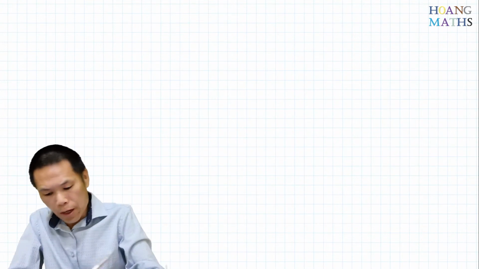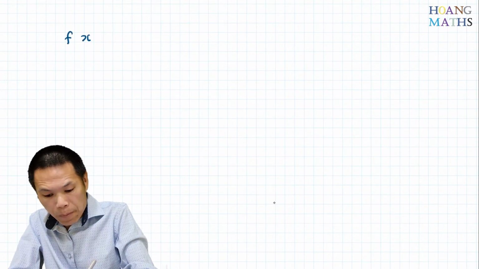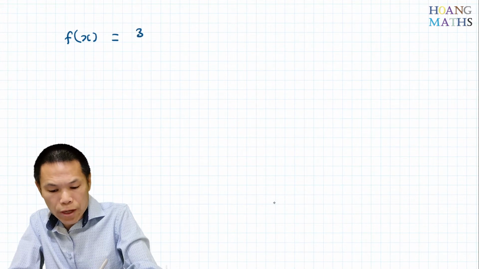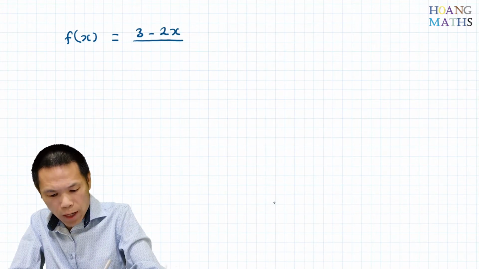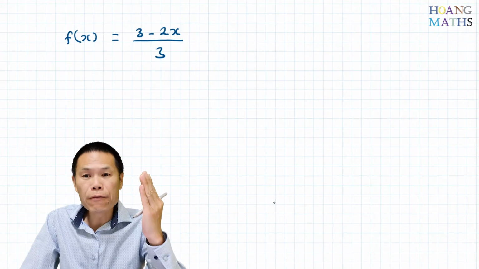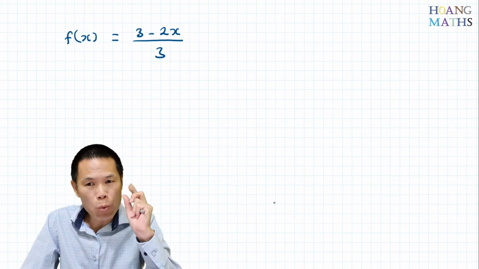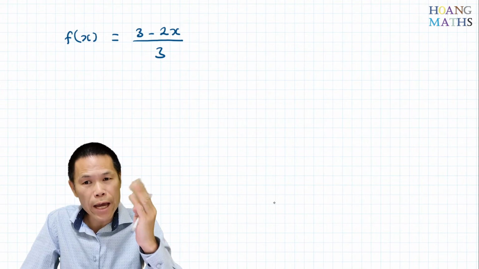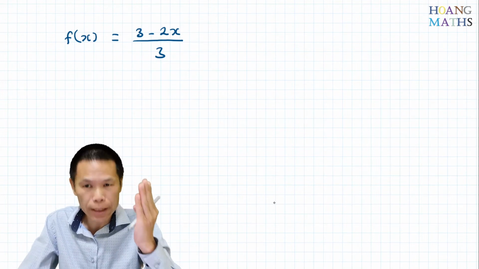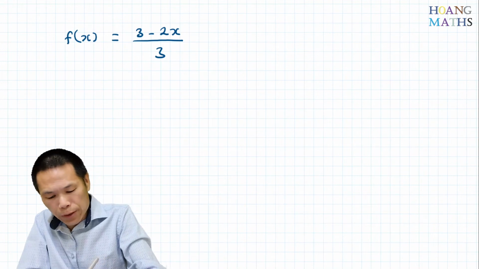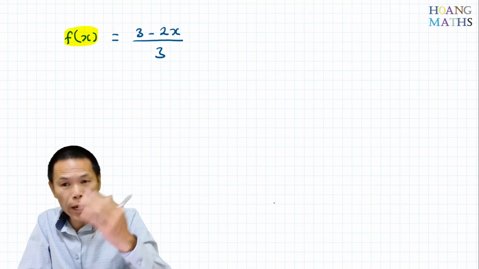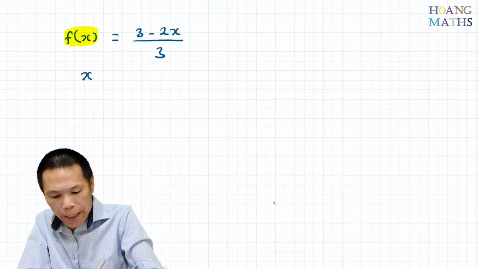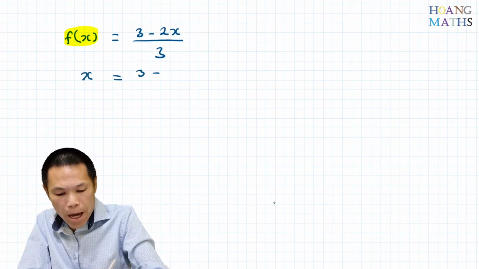Let's say we have f of x is equal to 3 minus 2x over 3. So to find the inverse function of this, step number 1, we interchange between x and y. And then we make y the subject. Okay, that will give me the inverse function. So f of x is just like y. So we switch y and x. Okay, so this becomes x is equal to 3 minus 2y over 3.